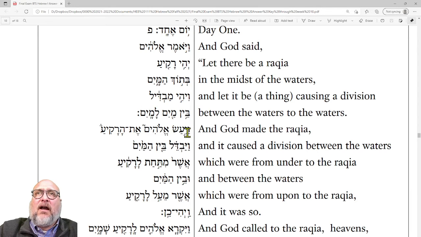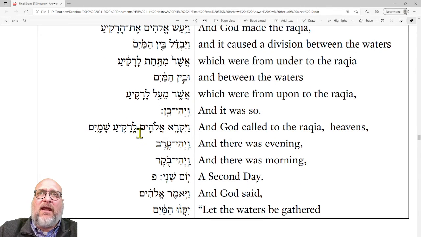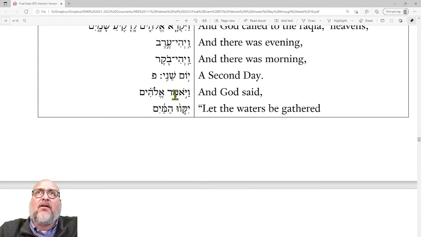prepositions here. And Elohim made the Rakia, and it caused a division between the waters of the waters, which were from underneath to the Rakia, and between the waters, which were from upon to the Rakia. So that's a little strange, but it's straight up Hebrew. And it was so. And Elohim called to the Rakia, and there's your comments there, that is definite, Shemaim. So God called the Rakia heavens, and there was evening and morning, a second day. Notice no the word there.